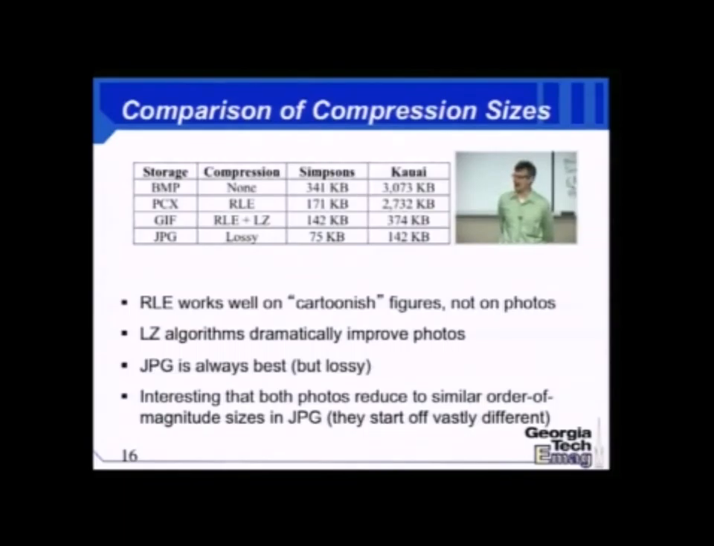The Kauai photograph was much higher resolution. It took 3 megabytes to grab off my digital camera at the time. And then I applied PCX, which is a file format that was originally developed and used mostly for fax machines, and so that's using run length encoding. Now, you'll notice that the run length encoding hardly does anything for the Kauai photograph.